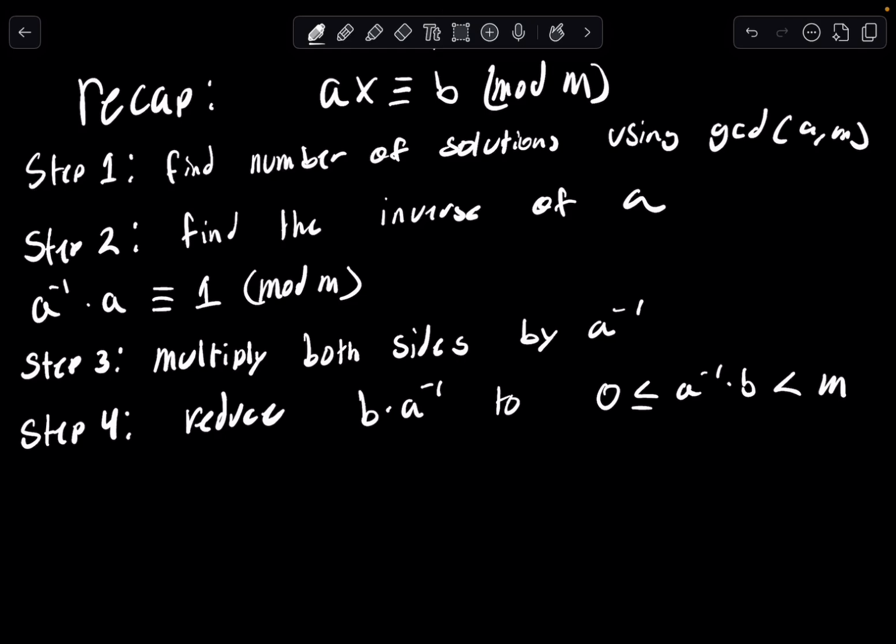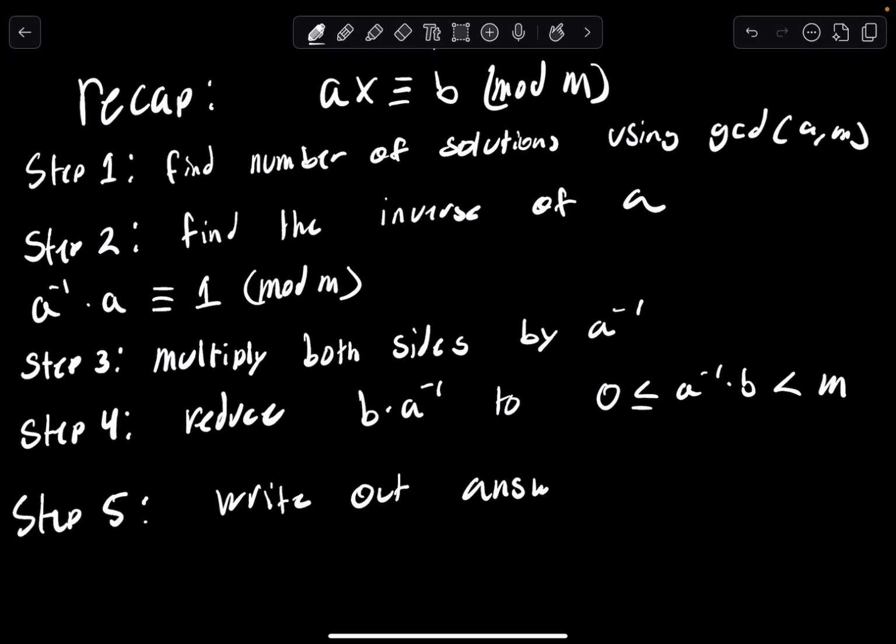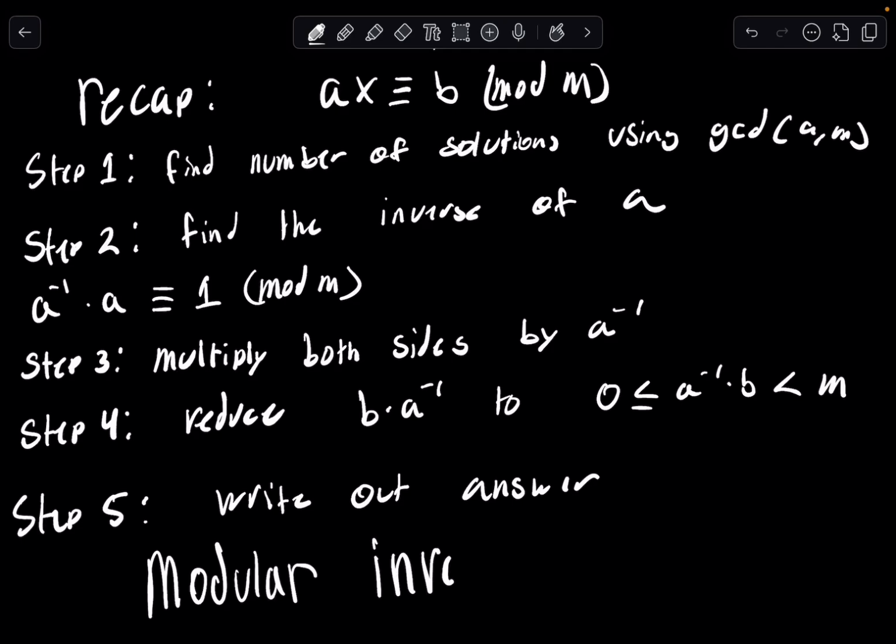And then, yeah, that should be about it. And then basically at that point, you're done. And then just write out X equals whatever that value may be. Write out the answer. Yeah, and then you're done. Then you just solved the linear congruence. And yeah, so this was one way to do it, by using the modular inverse.